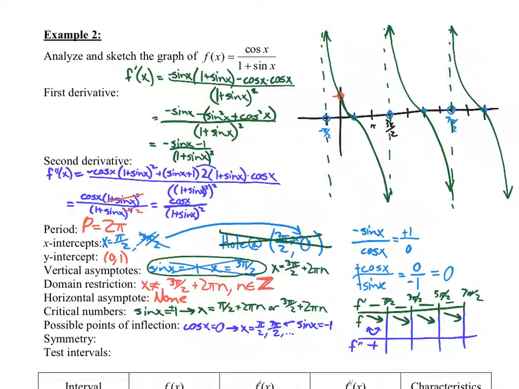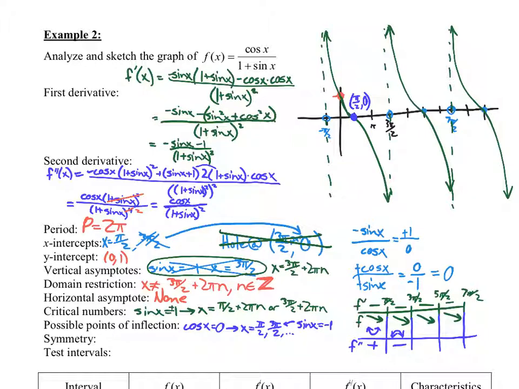If I plug in, let's say pi, cosine is -1, and that's going to be 1 plus 0 in the denominator, so that's going to be a negative, so now I'm concave down. Alright, so that just showed that at pi over 2, this point right here, pi over 2, 0, that is a point of inflection.